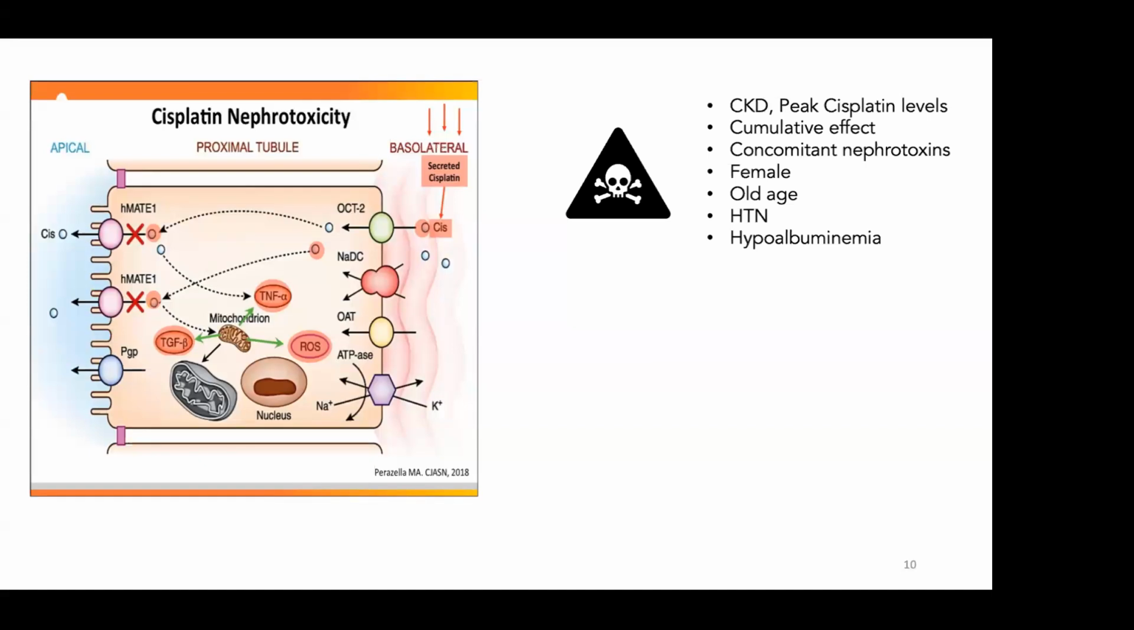There are particular risk factors which predispose a patient to developing cisplatin-induced AKI. Presence of underlying chronic kidney disease, peak cisplatin levels, and cumulative effect. The patient has been treated with cisplatin serially, and the cumulative dose has a big implication on development of acute kidney injury. Concomitant nephrotoxins: if the patient is treated with other agents like acyclovir or vancomycin, that increases the risk. Female sex, because of the decrease in total body water, old age, hypertension, hypoalbuminemia. These are all the major risk factors.